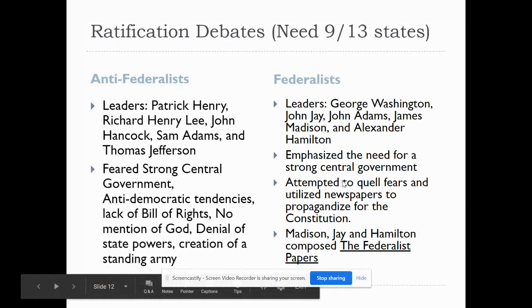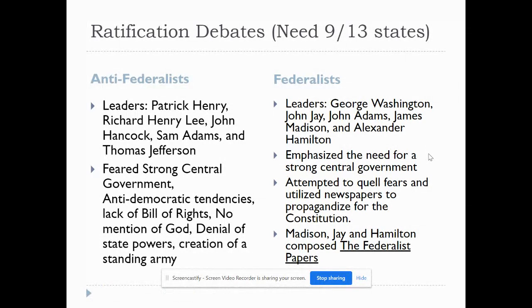Now, the Federalists are led by people like George Washington, John Jay, John Adams, James Madison, and Alexander Hamilton. These folks emphasized the need for a strong national government. They were basically saying, hey, if Shays' Rebellion proved anything, it's that we need more of this. And so, not surprisingly, the strong central government mentality becomes their main mantra, if you will.